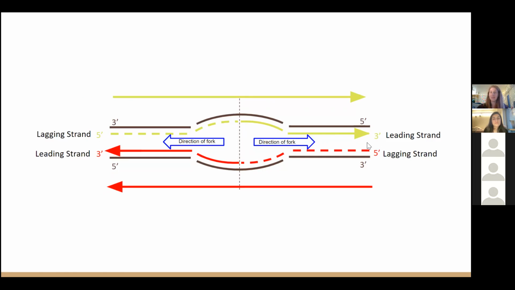So when they meet in the middle, the leading strand will meet the lagging strand. And the same for this side. We have our lagging strand here. And if we had another origin here, we know that to the right there's always a leading strand. So when they run into each other, the leading and lagging strands always run into each other.